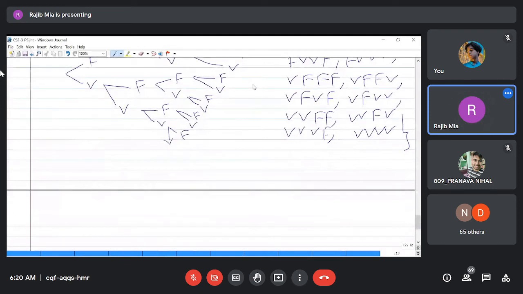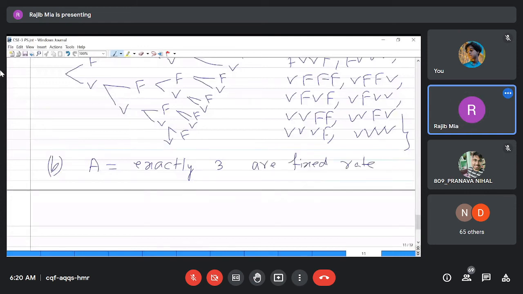Part B. List all outcomes in the event A that exactly 3 of the selected mortgages are fixed rate. Exactly 3 are fixed rate. So what are the outcomes in A then?